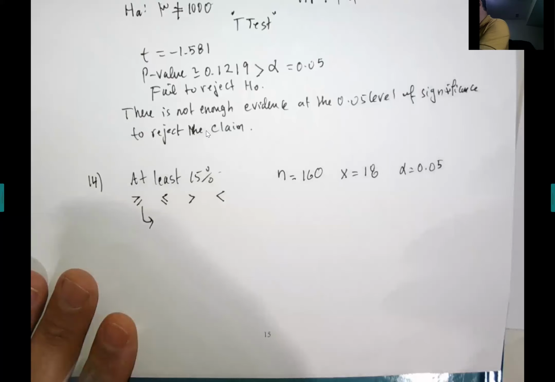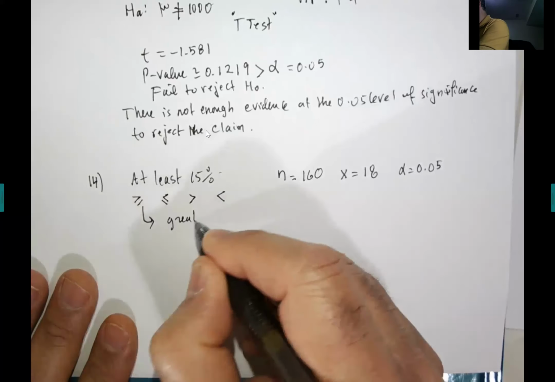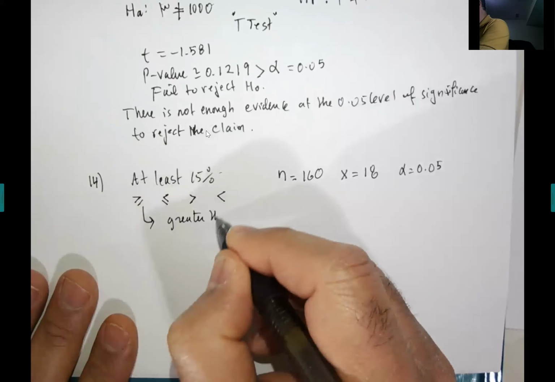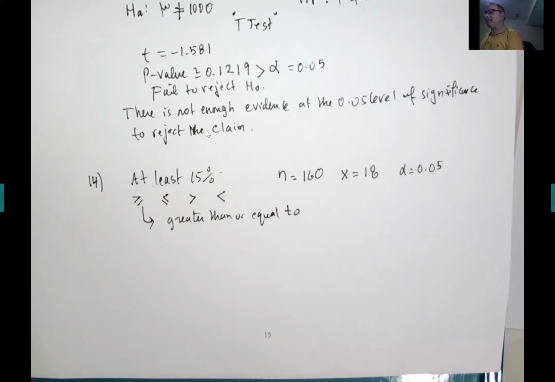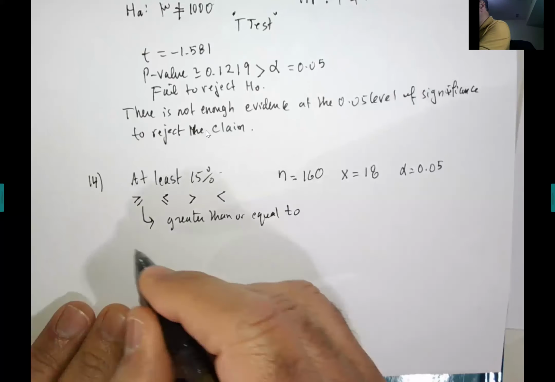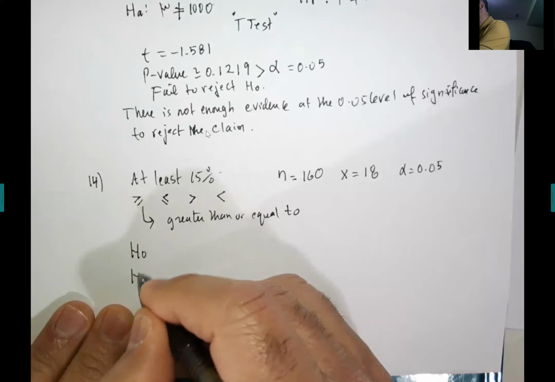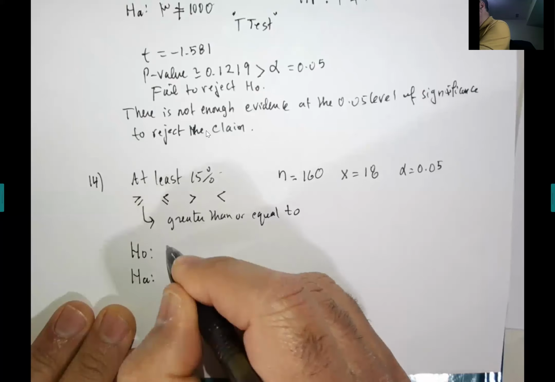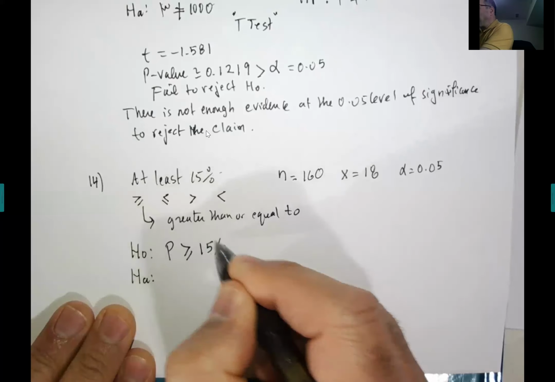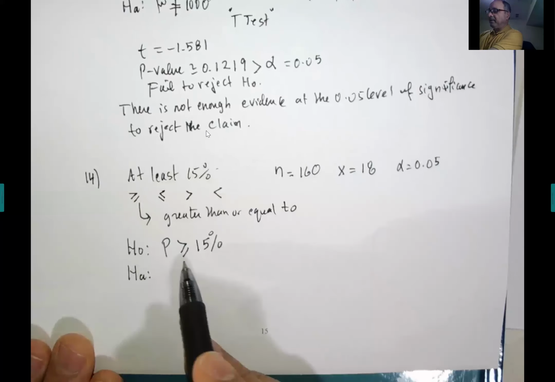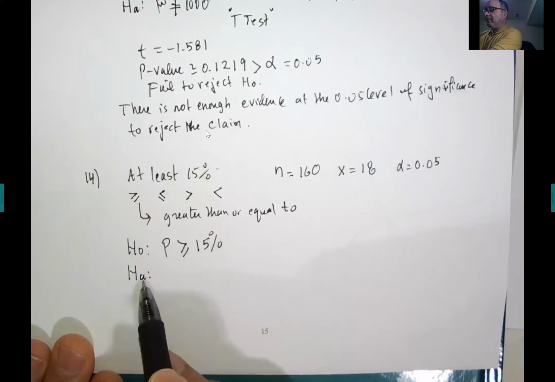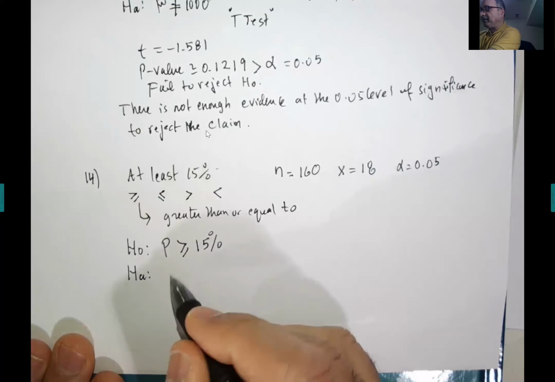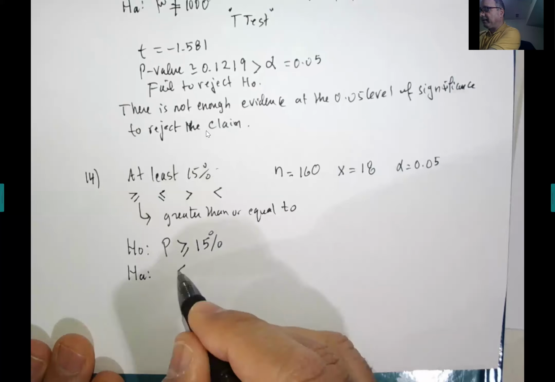At least means greater than or equal to. That is what at least is. At most, guys, means less than or equal to. So at least will be like this, and since we are testing a proportion, you write it like that. And what is the opposite of greater than or equal to? HA has to have one of those signs: less than, greater than, or not equal to. It must be less than 15%.